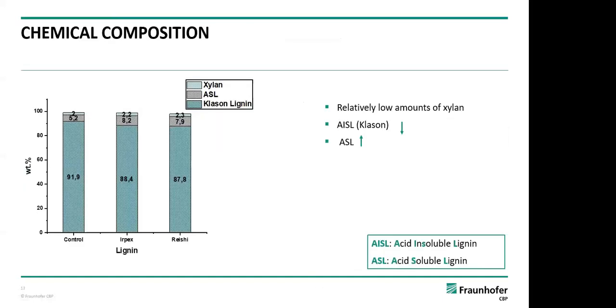In this slide, I expressed the chemical composition of the recovered lignin, which means that lignin is composed of Klason lignin and acid-soluble lignin. Klason lignin is the same as acid-insoluble lignin. As we see from the results, the acid-insoluble lignin amounts, or Klason lignin, decreased after the fungal pretreatment, and the acid-soluble lignin amounts increased, where the xylan amount is the same in all samples.